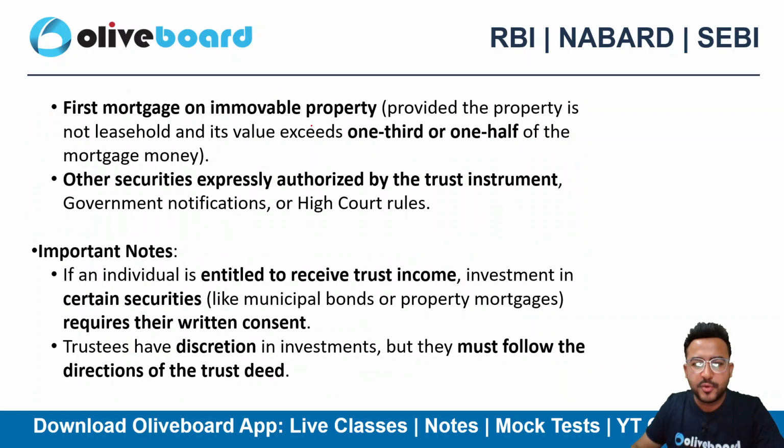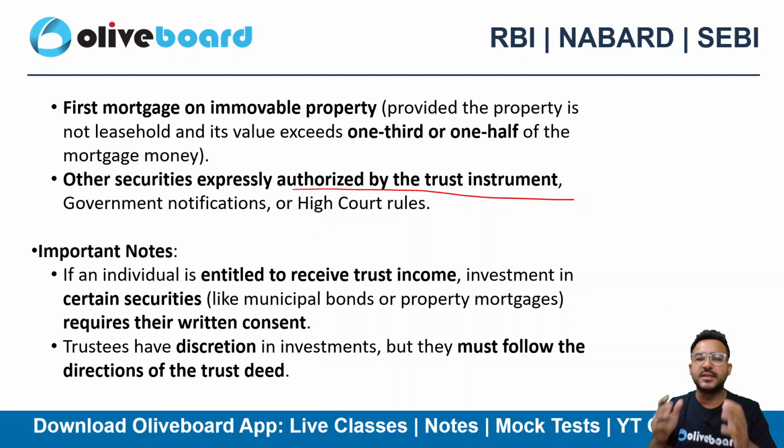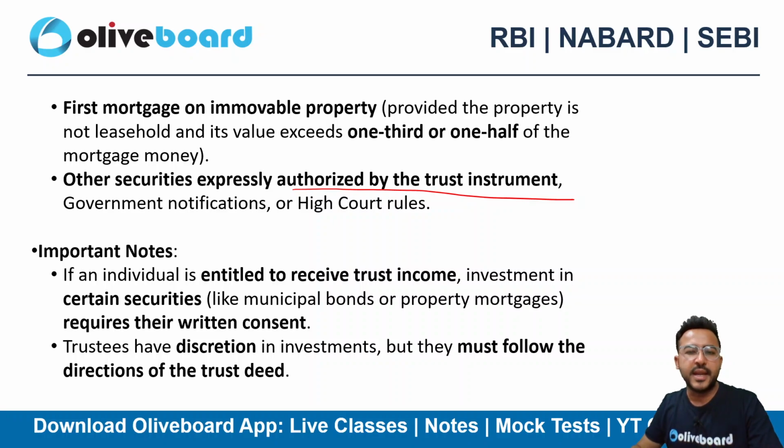First, mortgage on immovable property, and other securities expressly authorized by the trust instrument. Let's suppose sometimes the trust instrument, the trust deed itself, specifies the securities in which you can invest the trust money, then that's fine. That's fine, because we are moving as per the trust deed only, right? The trustee is just complying with whatever is stated in the trust deed, and that's completely fine.